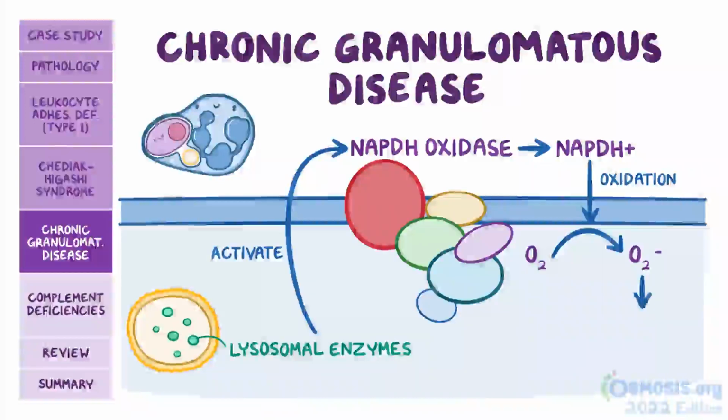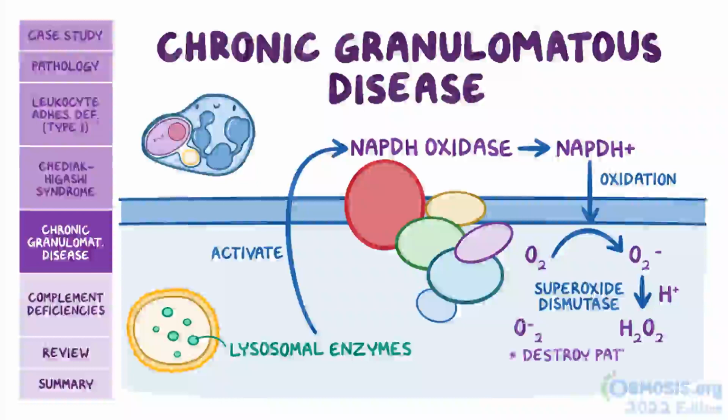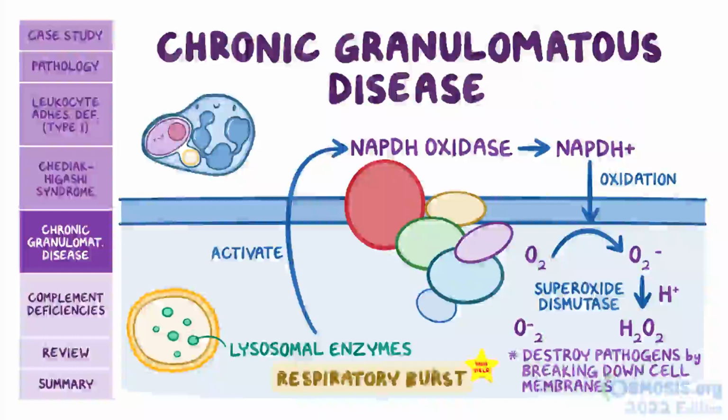Another enzyme called superoxide dismutase can then take these superoxide ions and combine them with the hydrogen ions, forming hydrogen peroxide, or H2O2. Finally, superoxide ions and hydrogen peroxide destroy pathogens by breaking down their cell membranes and damaging their proteins. This process is called the respiratory burst, and it's very high yield.